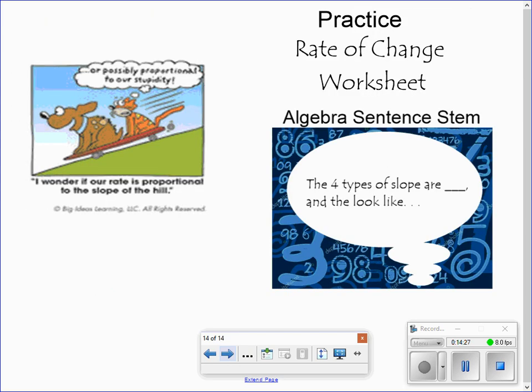Okay, what are the 4 different types of slope, and what do they look like? This is what I would like for you to consider before watching the next video.